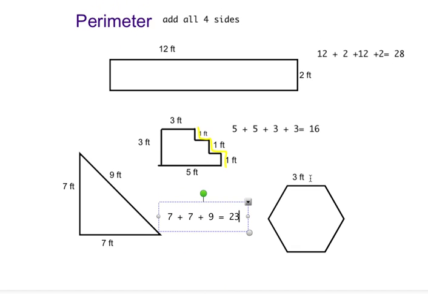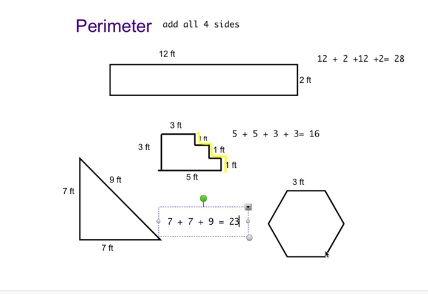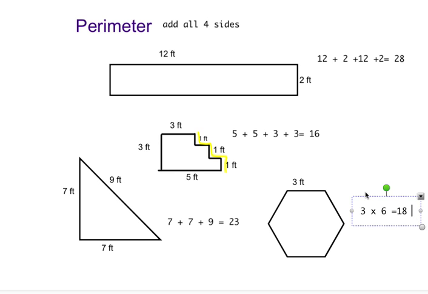Now my last shape here is a hexagon. Each side measures the same, so I have 3 feet on each side. So 3 feet, 3 feet, 3 feet, 3 feet, 3 feet, 3 feet. I could easily do 3 plus 3 plus 3 plus 3 plus 3 plus 3, or I could also do 3 times 6, and I would come up with 18. Did you guys get 18 for that answer? Perimeter, add all the sides.